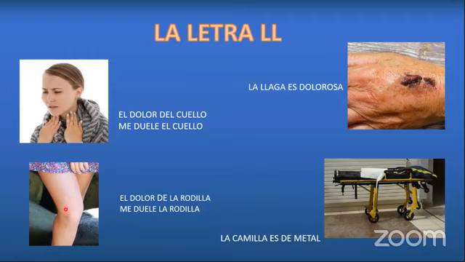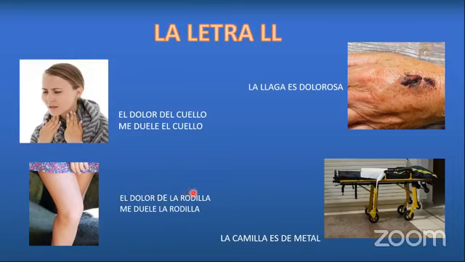Next one here. This is rodilla. El dolor de la rodilla. The pain of the knee. That is the literal translation, okay? The pain of the knee. I know in English you don't say it that way. You say knee pain. But if I want to translate like this, I can say the pain of the knee.